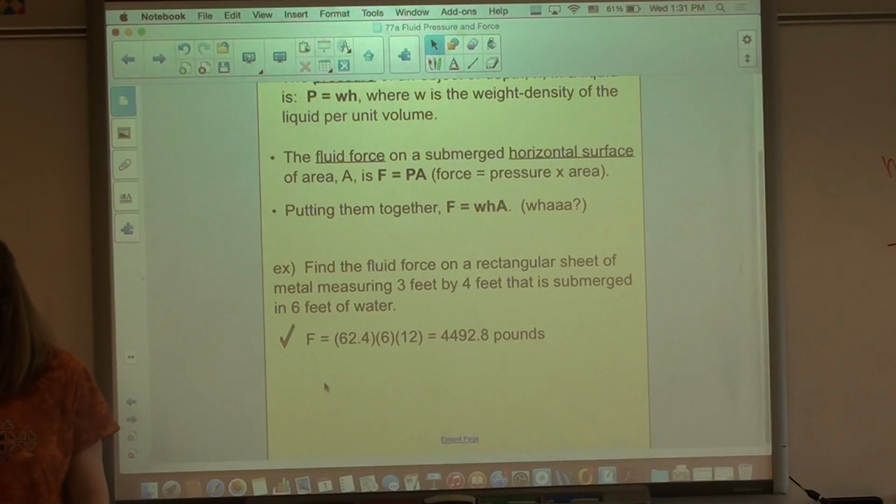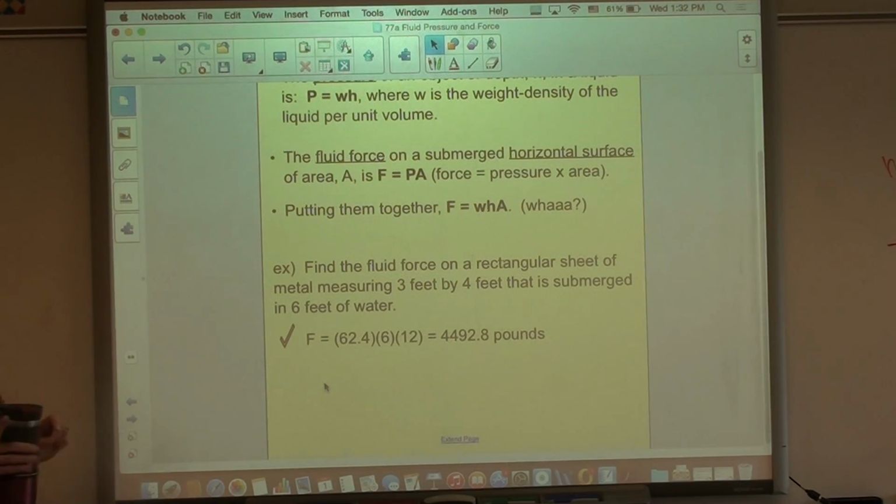Is our homework like this? Probably. Maybe one problem. Yes! Okay. So, yeah, horizontally submerged objects are really simple because it's just a constant depth. Life is easy. We're going to do one more like this.